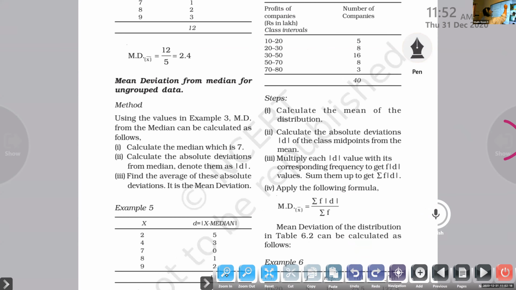Instead of 5, go for 15. Instead of 8, go for 10. Instead of 16, go for 20. Again, 8 is here, go for 10. 3 is here, go for 8. Make it fast. Clear? Only frequency is changing here, not the class intervals. Instead of 5, it is 15. Instead of 8, it is 10. Instead of 16, it is 20. Instead of 8, it is 10. Instead of 3, it is 8.